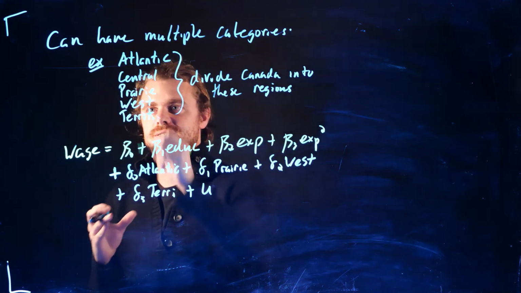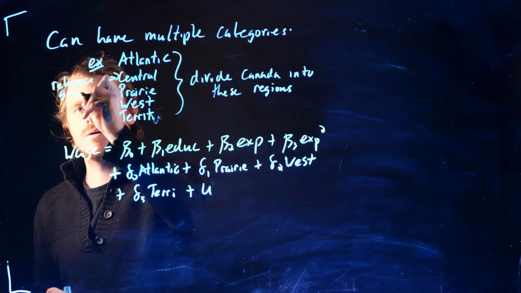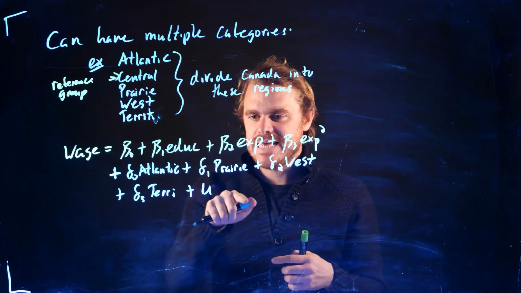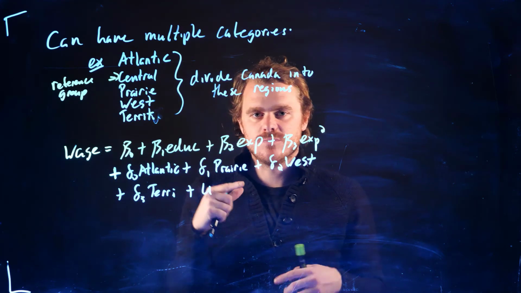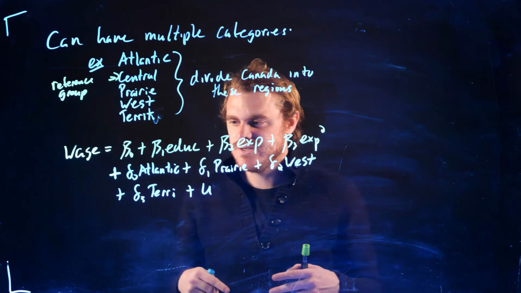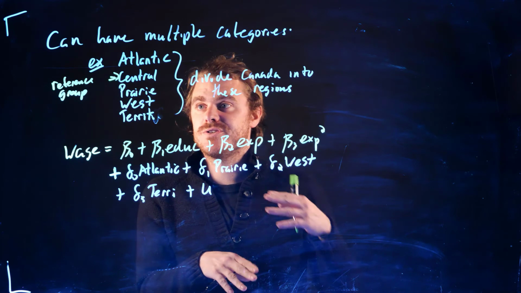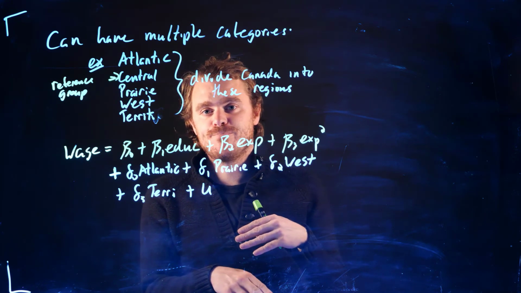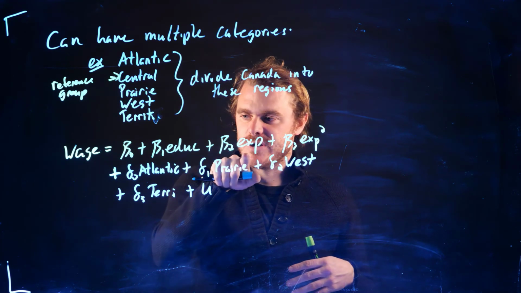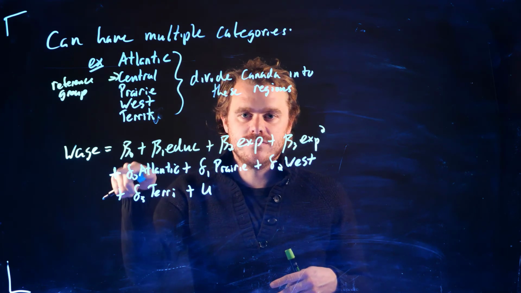So we're leaving out one of them. We're leaving out Central. This is going to be our reference group, because that's the group we left out of our regression. And now all of our interpretations are going to be against that reference group, just like we saw. So we could estimate this regression to get these delta zeros and delta ones and delta twos and delta threes. But again, the interpretation will be against the reference group. So it's against someone who lives in Central Canada. So the difference in wage, holding education and experience constant, between someone who lives in Atlantic Canada and Central Canada would be this delta zero, for instance.